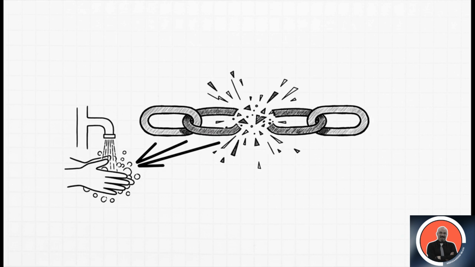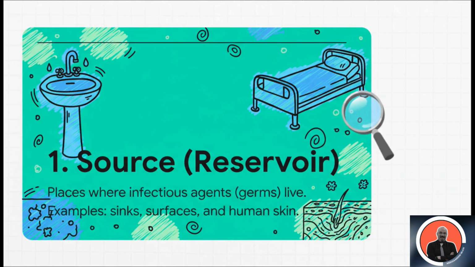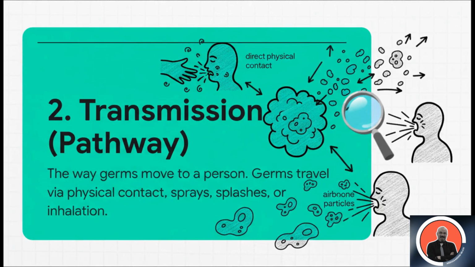It stops right there. So the chain always starts with the source. You'll also hear this called a reservoir. It's just a fancy word for where the germs live and grow. In a hospital setting, this could be anywhere: a damp sink, a dry bed rail, a countertop, or even on a person's skin.